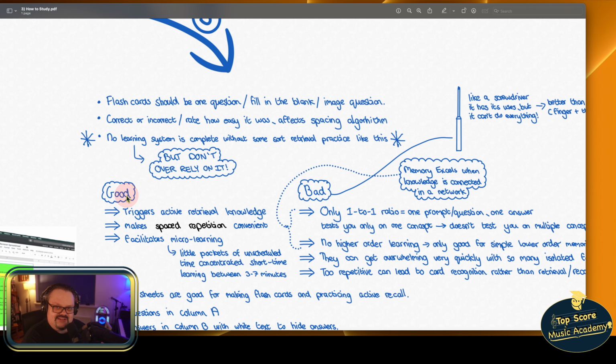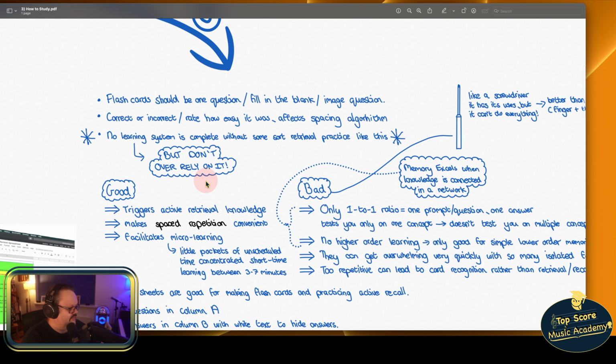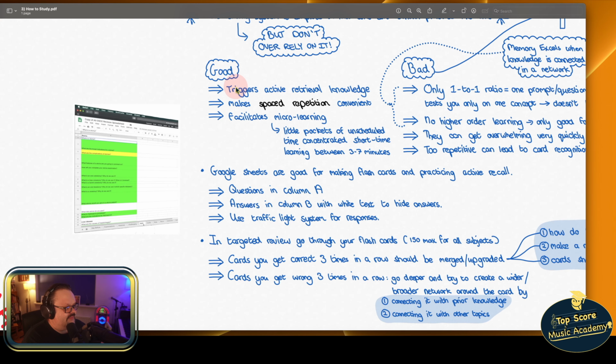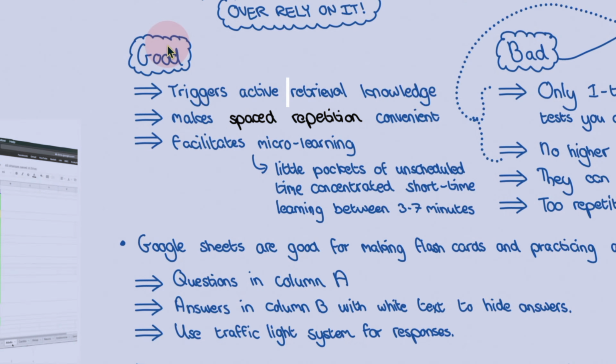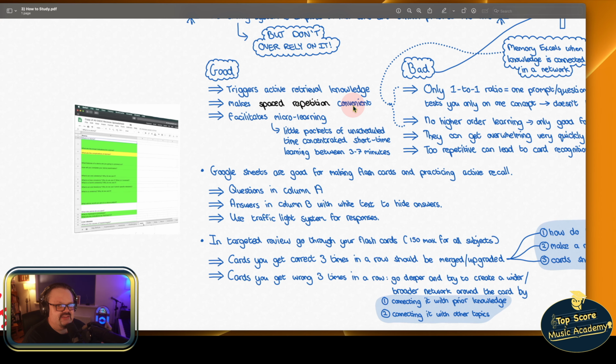There's some things that are good for flashcards and there's some things that are bad, so let's go through them. Okay, so the good points of flashcards. It triggers active retrieval of knowledge, so that is important. There's no study revision that's complete without some sort of retrieval practice, so this is obviously its purpose. It makes spaced repetition very convenient. Usually when you're doing flashcards, they are very heavily tied to spaced repetition. The two are almost synonymous. When you're buying a program or you download an app that helps you do flashcards, 9 times out of 10 there's going to be some sort of spacing algorithm built into the app that will space out how often you do those flashcards.